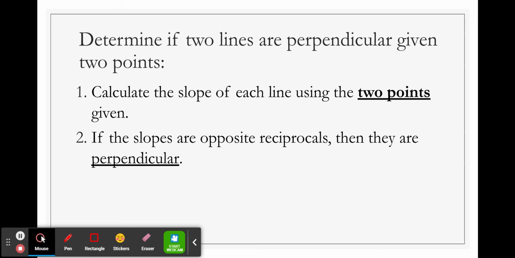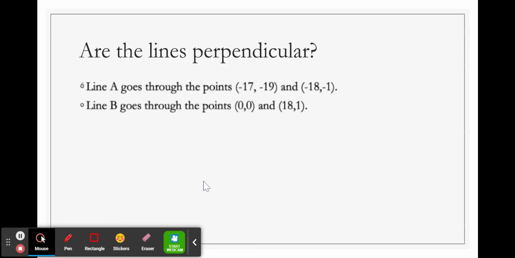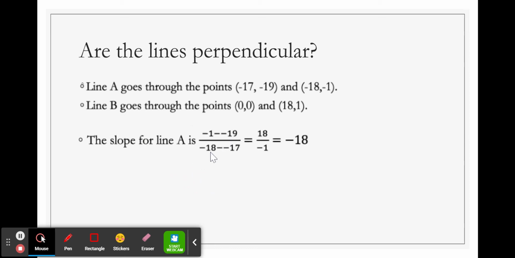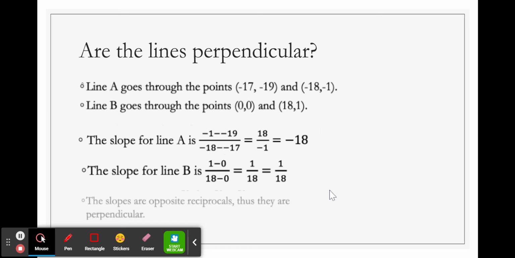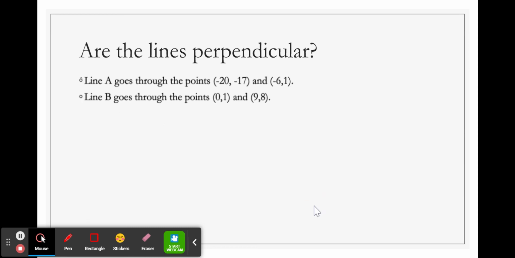To determine if two lines are perpendicular given 2 points, we first calculate the slope of each line using the 2 points given. If the slopes are opposite reciprocals, then they're perpendicular. So for line A, when we calculate the slope, we plug it into the slope formula. We get the slope as -18. And when we do the same for line B, we get that it's 1/18. These are opposite reciprocals of each other, so they're perpendicular.